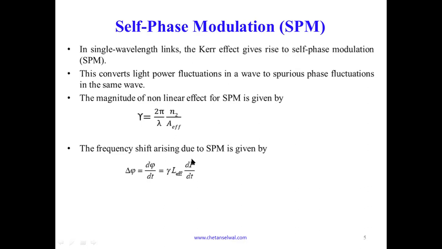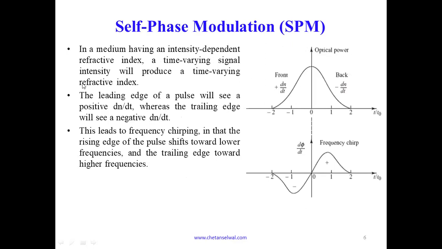The frequency shift arising due to self-phase modulation is given by delta phi equals d phi by dt, which is equal to gamma that we have calculated, multiplied by effective length L effective multiplied by dP by dt, which is nothing but power fluctuation. So we are seeing here that due to power fluctuation, some phase fluctuation is taking place. In a medium having an intensity-dependent refractive index, a time-varying signal intensity will produce a time-varying refractive index, which we can understand from this figure.